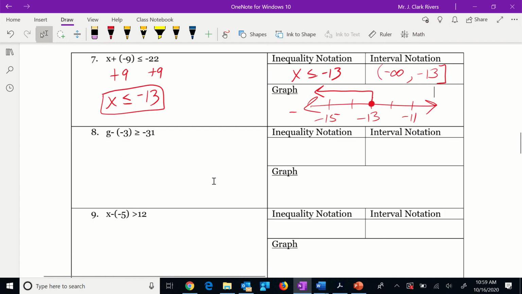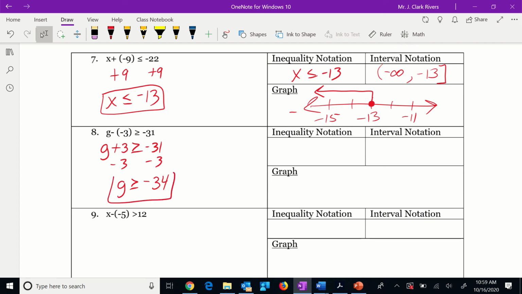Number 8, let's simplify this first. G minus negative 3 is going to be G plus 3 is greater than or equal to negative 31. We're going to subtract 3 from both sides, minus 3 minus 3. G is greater than or equal to, what is negative 31 minus 3? Negative 34. So G is greater than or equal to negative 34.